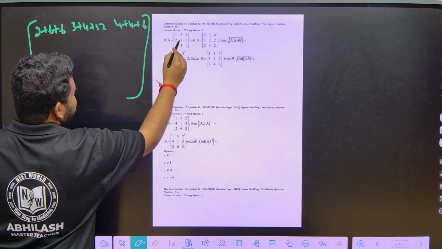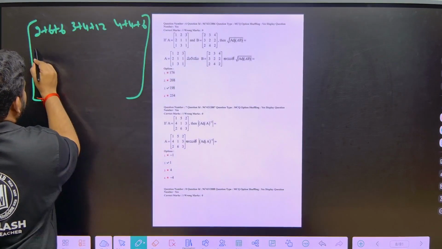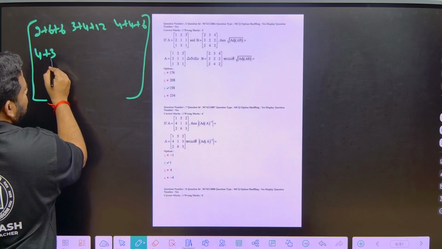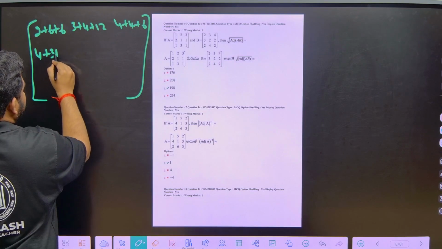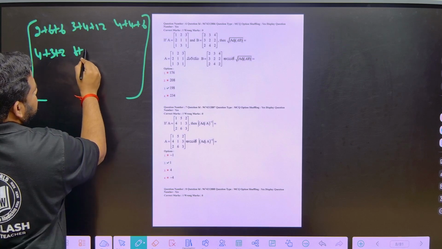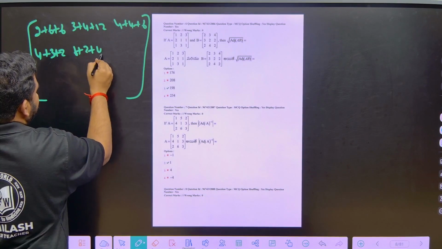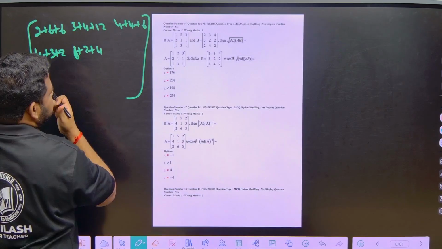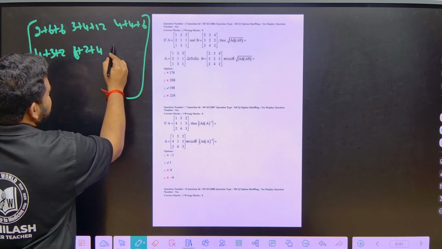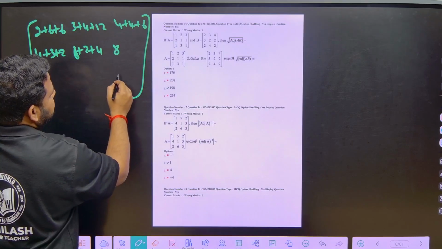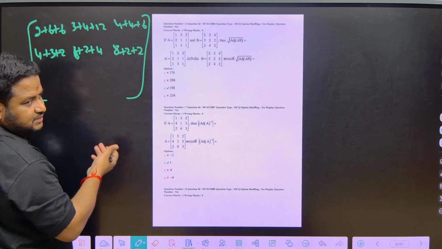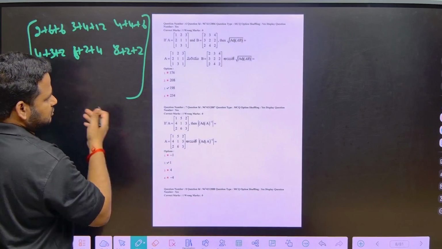Now, this one and this one. 2 into 2 is 4. 1 into 3 is 3. 1 into 2 is 2. 2 into 3 is 6. 1 into 2 is 2. 1 into 4 is 4. Next, 1 into 4 is 4. 2 into 4 is 8. 1 into 2 is 2. Matrix multiplication is time-consuming. Other than that, this question is very simple.